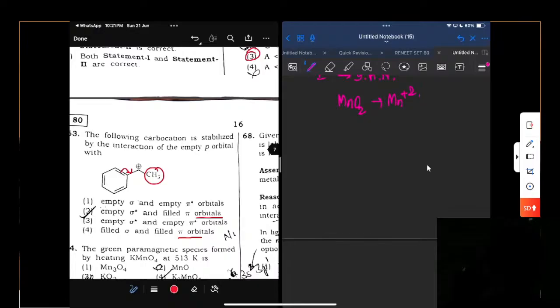Alpha hydrogen is present, which forms the hyperconjugation effect. Because of the hyperconjugation effect, sigma electrons between carbon and hydrogen will move and form the hyperconjugation effect. So filled sigma and filled pi orbital. Option 4 is the correct answer.